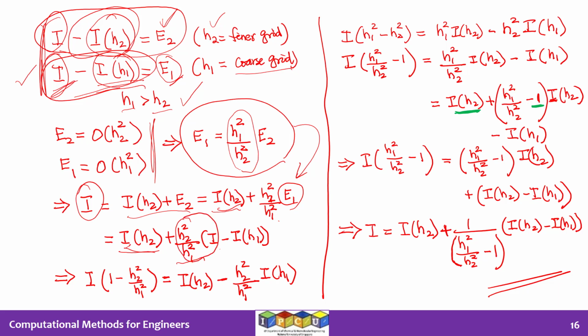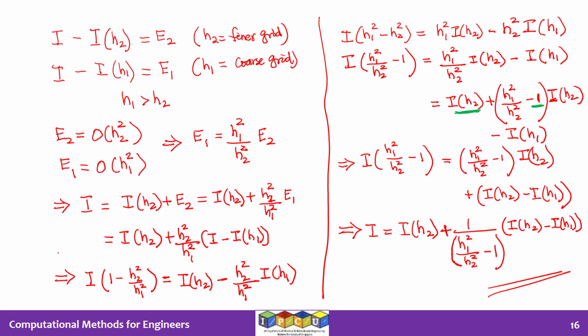So when it goes to the left hand side, it will go as minus H2 squared by H1 squared I. So I can take the I common on the left hand side and I have I times 1 minus H2 squared by H1 squared. That's on the left hand side. On the right hand side, I have IH2 and then a minus sign, H2 squared by H1 squared multiplied by IH1. And at this stage, what I'm doing is I'm taking this expression and multiplying throughout by H1 squared. Whence I get this. And then I'm dividing all the terms by H2 squared. So I get this expression.